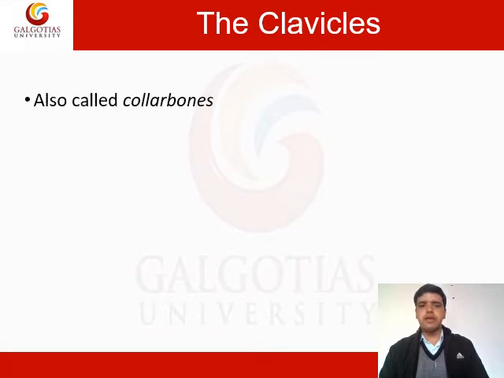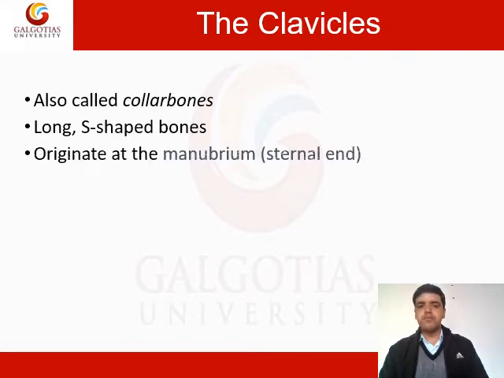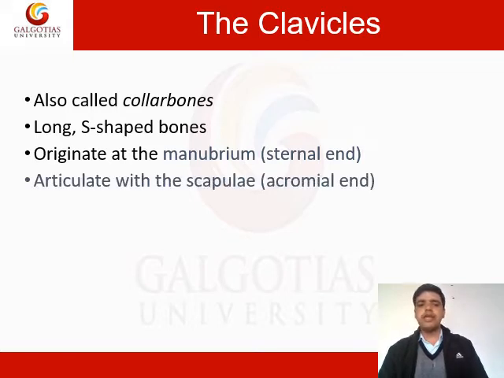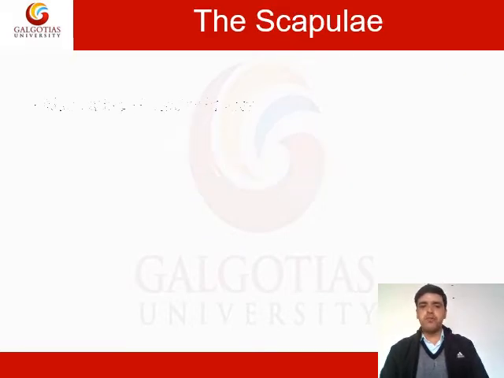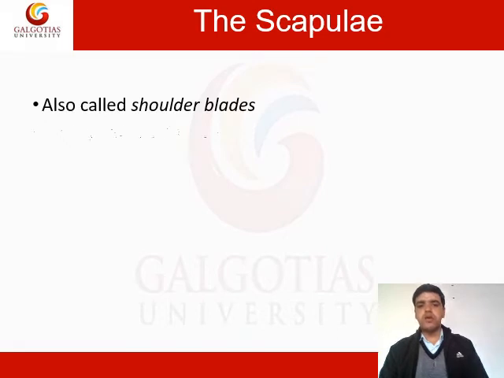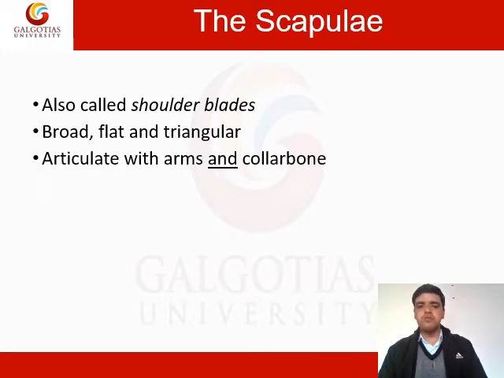Next is the clavicle. The clavicle is also called the collarbone. It is a long, S-shaped bone. It originates at the manubrium, that is, the medial end is attached to the manubrium of the sternum itself, and it articulates with the scapula at the acromial end. The scapula is also called the shoulder bone. It is broad, flat, and triangular in shape, so due to the triangular shape we can easily identify the scapular bone. It articulates with the arm and the collarbone.